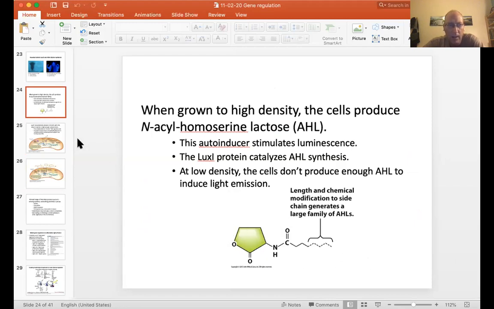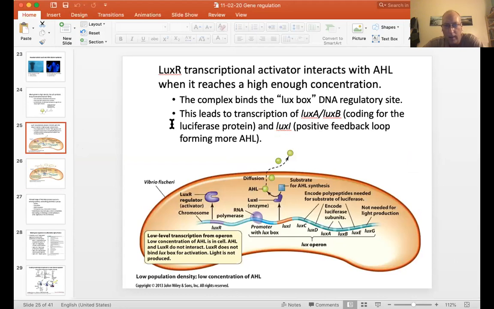This is a fairly nonpolar molecule, so the point is that it can diffuse across this cell membrane fairly readily. Essentially AHL is produced inside the cell, and it's equilibrating across this membrane. So when there's very little of it out here, essentially it's leaking out of the cell, so there's very low concentration in here.